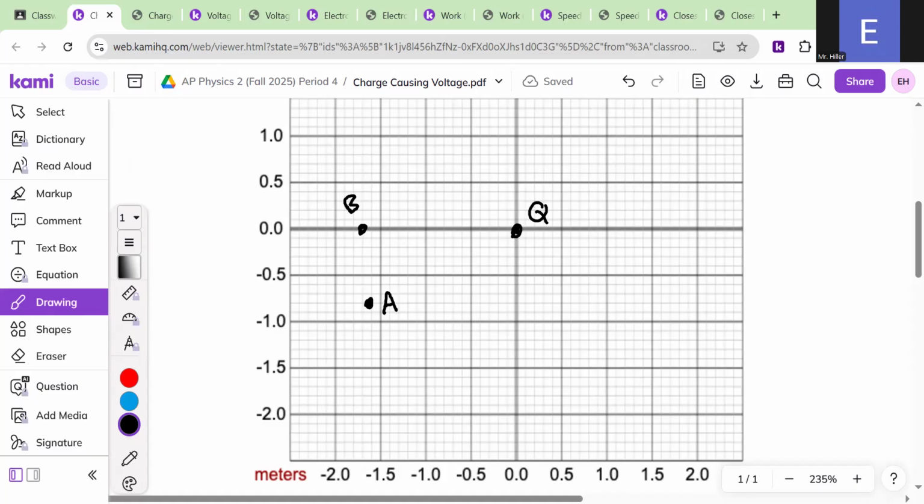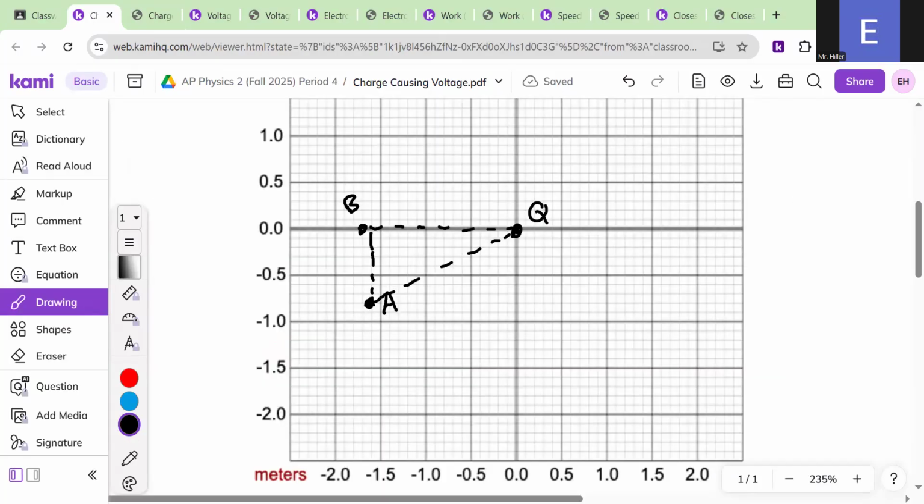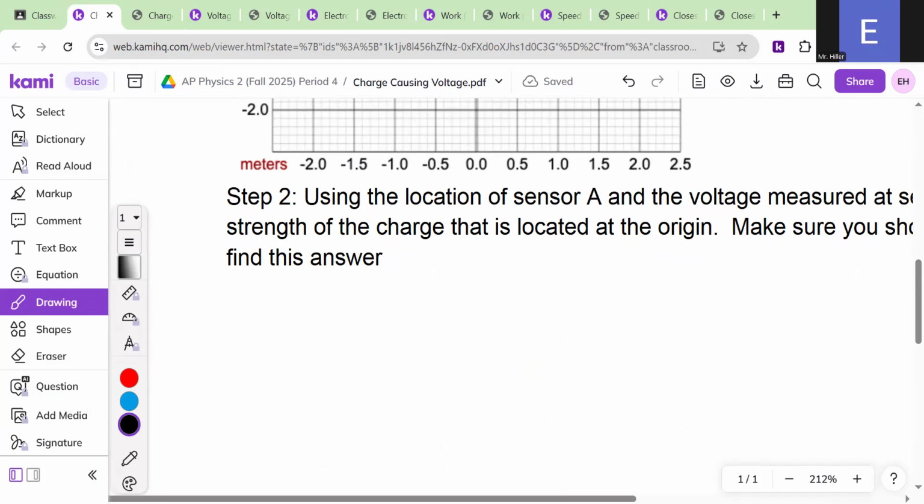So the first thing I'm going to need to do is find that distance right there. A little Pythagorean theorem is required. For me, I'm going to be going 1.6 squared plus 0.8 squared, square root that, and I have a distance of about 1.79 meters. Now I'm going to use that to find my charge.